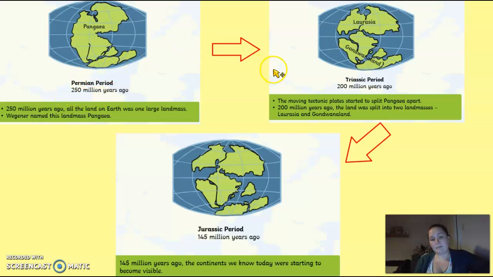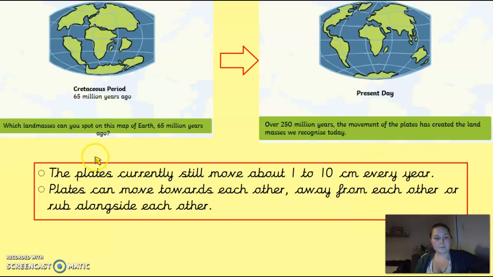And over time, if we follow these arrows, we're still a long, long time ago, 200 million years, 145 million years, the land mass starts to split apart, okay? And we start to get these separate land masses. And here in the Jurassic period, 145 million years ago, it's starting to look a little bit more like the continents that we recognise today.